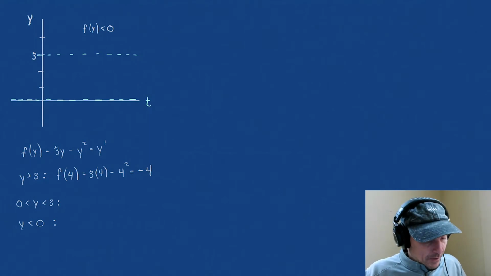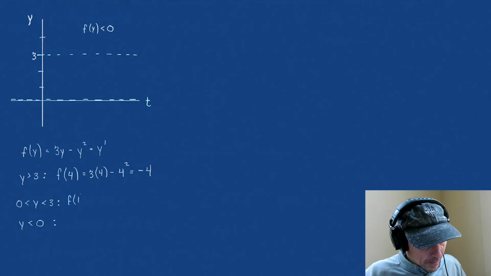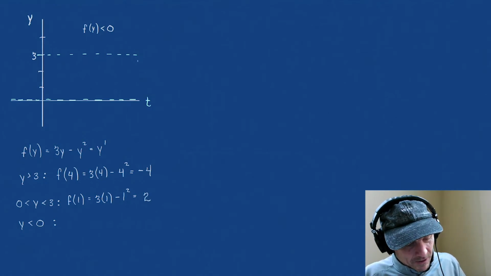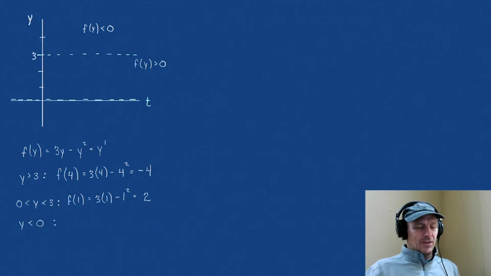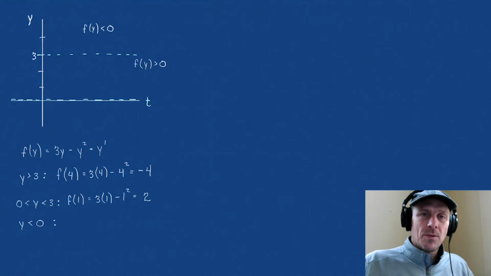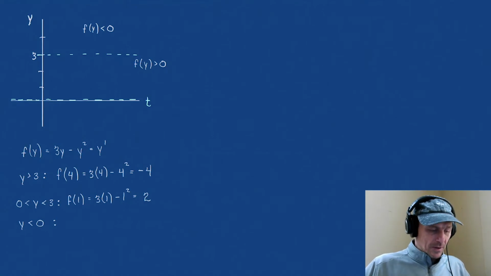That's a nice one. So how about f of 1? Well, that's going to be 3 times 1 minus 1 squared. That's going to be 3 minus 1. That's going to be 2. So in this middle section here, now I have the derivative f of y greater than 0. So it's increasing. Well, that's kind of strange. How is it going to be increasing yet? It's bounded. It can't break through that zero slope.